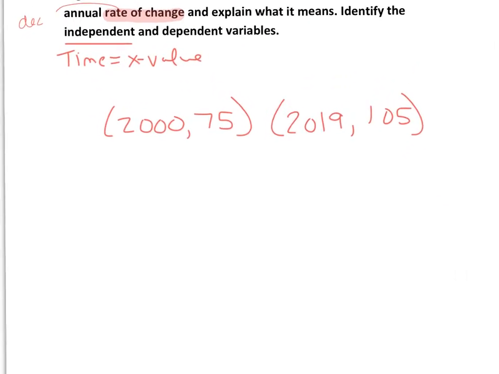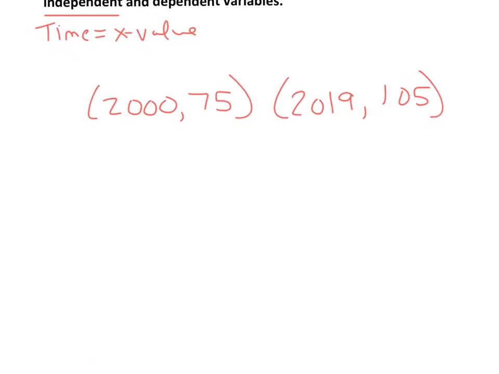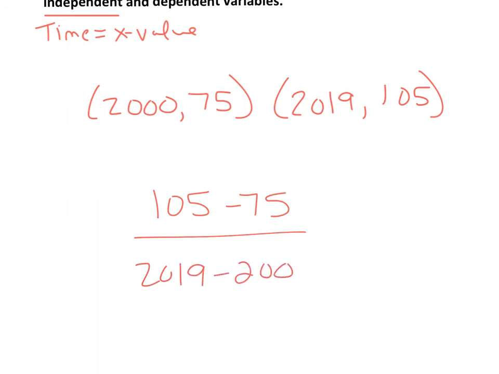Okay. All right, so now let's go ahead and set up our slope. Okay, rate of change is just slope. So we're going to start with our y2, right? 105 minus 75. And then I'm going to take that 2019 minus the 2000. So 2019 minus 2000. So now on top, I get a 30. On the bottom, I get a 19. Now again, the difference here is we have to go ahead and divide this out and get an actual decimal answer. Don't leave it as 30 over 19.